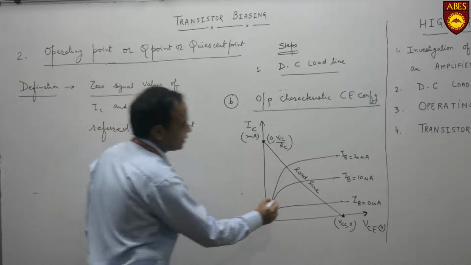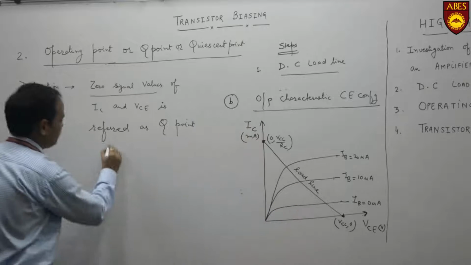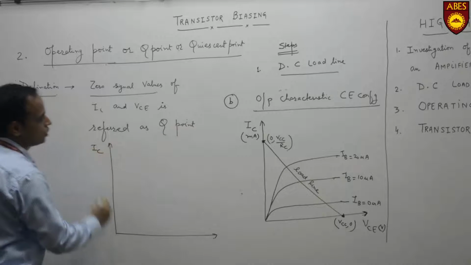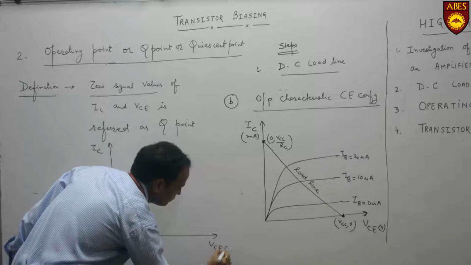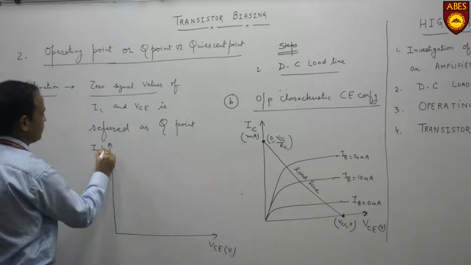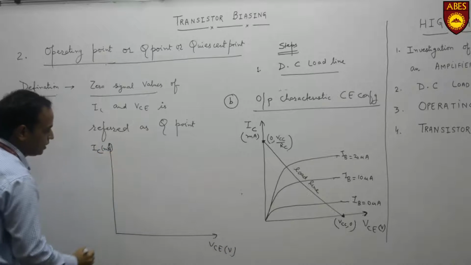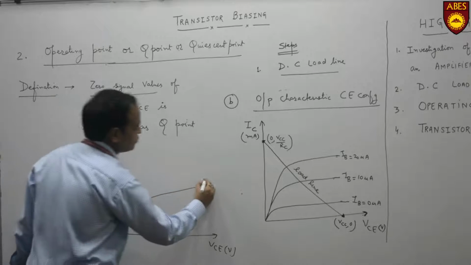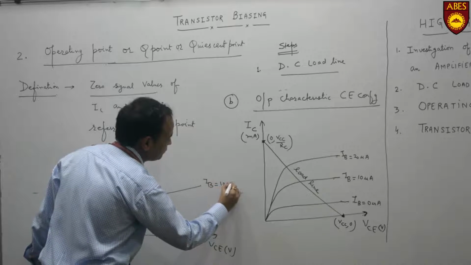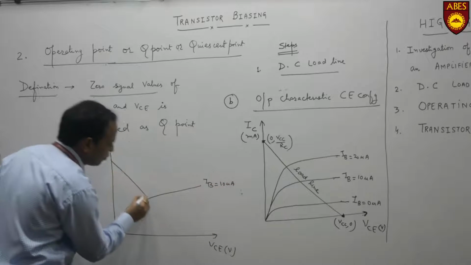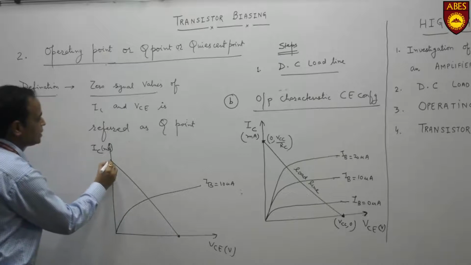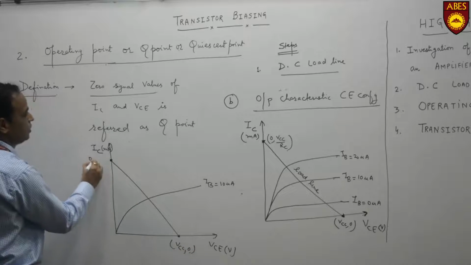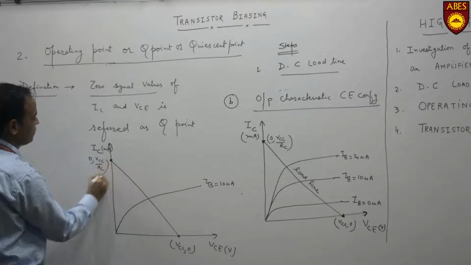Now, on this characteristic, if I try to find out what exactly will be the location of the operating point, again I am taking only one characteristic for a fixed value of IB. Suppose this value of IB is say 10 microamperes. I have drawn a line which I have already told you earlier. This will be referred to as the DC load line. The coordinates of this will be VCC comma 0 and 0 comma VCC by RC.